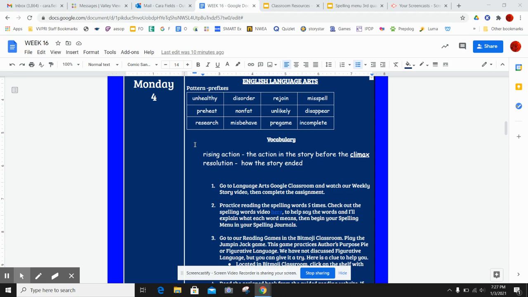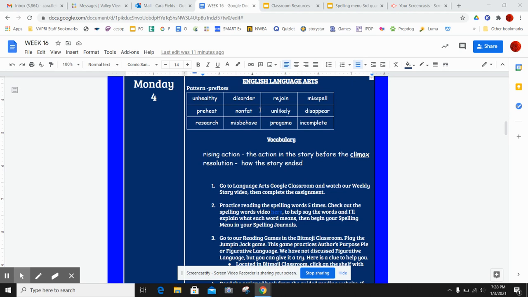I just wanted to go over your spelling words for the week. Our pattern this week is prefixes, which we have talked about a lot this year. Remember, a prefix is a couple letters before a root word, or the main word. All right, so we have unhealthy, disorder, rejoin, misspell, preheat, non-fat, unlikely, disappear, research, misbehave, pregame, incomplete.